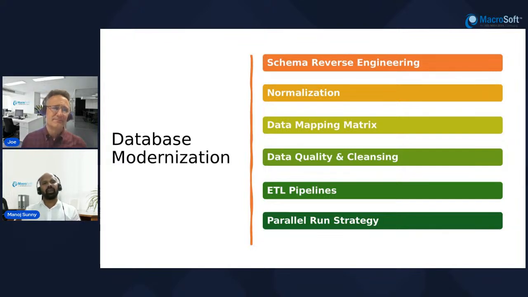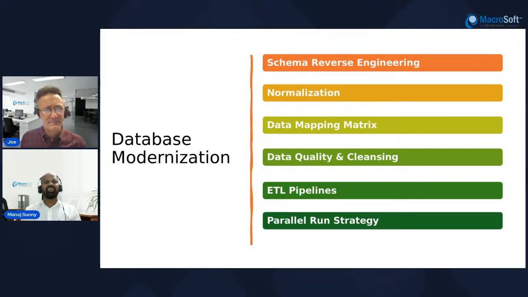Next, we create a data mapping matrix. This is a detailed map that says field A in the old system becomes field B in the new one. It also captures any transformations, like if a date format needs to change or a status code needs to be renamed. We don't move bad data, so we clean it first. That means removing duplicates, sometimes fixing inconsistent formats, and resolving missing values.